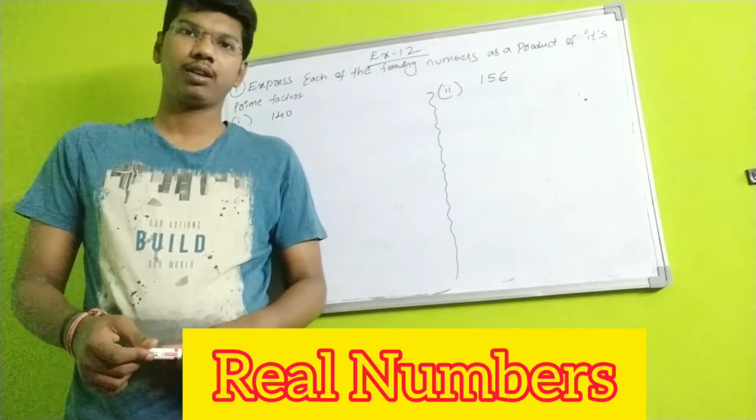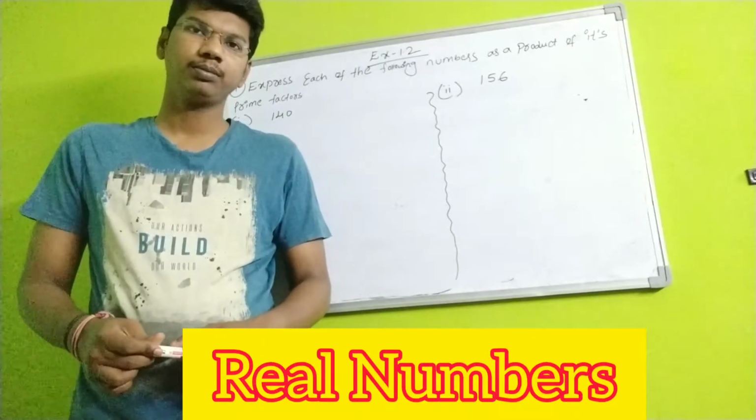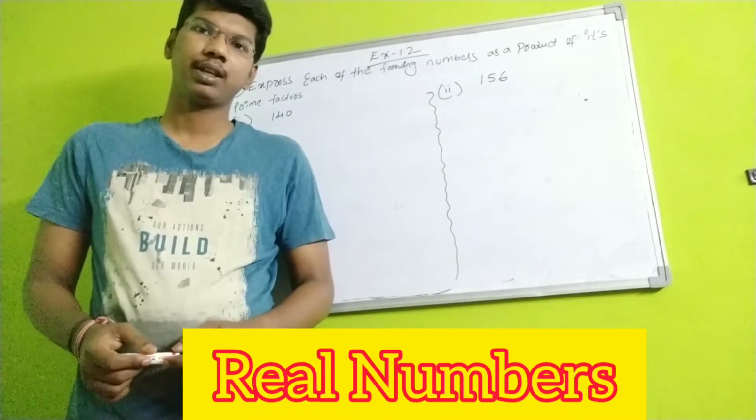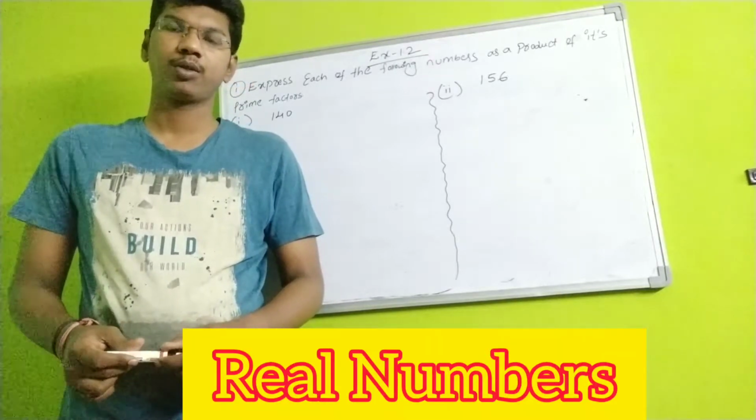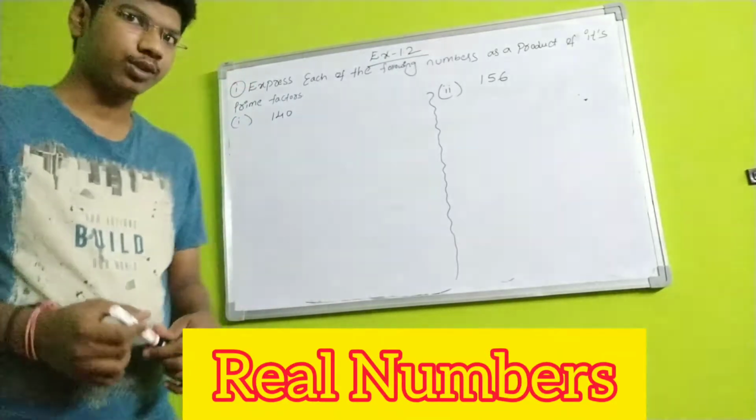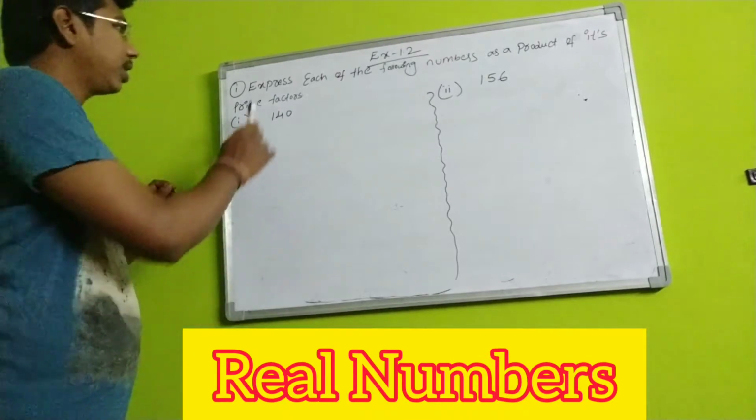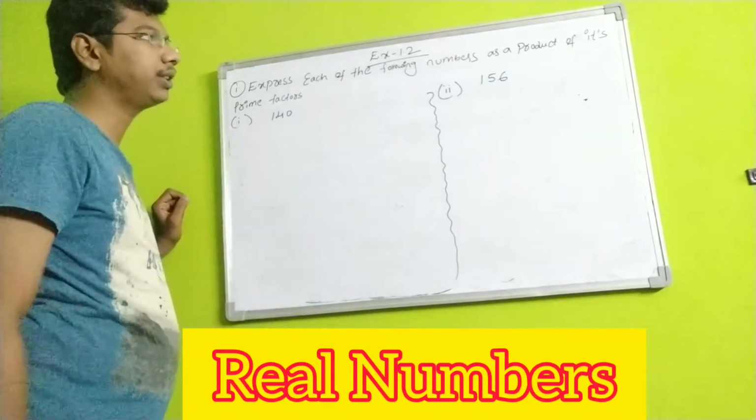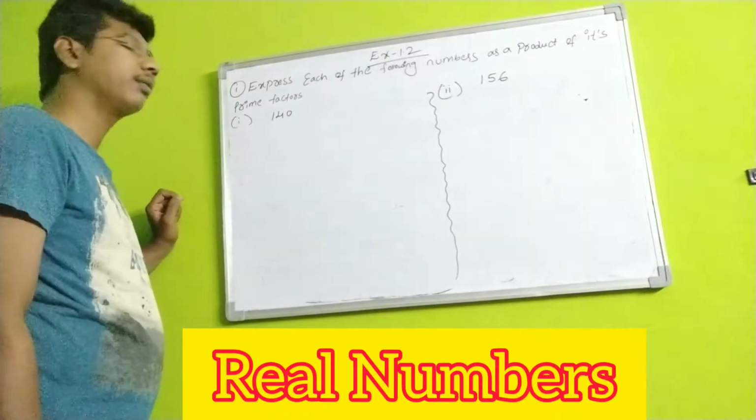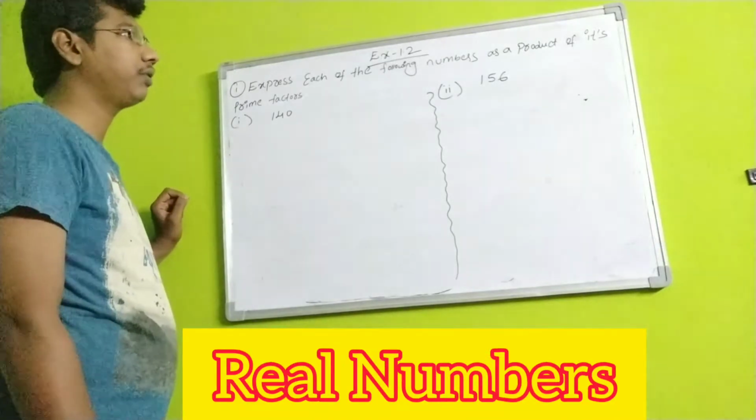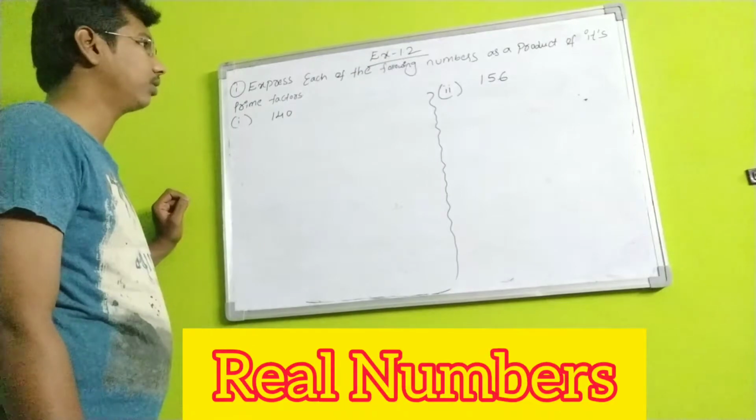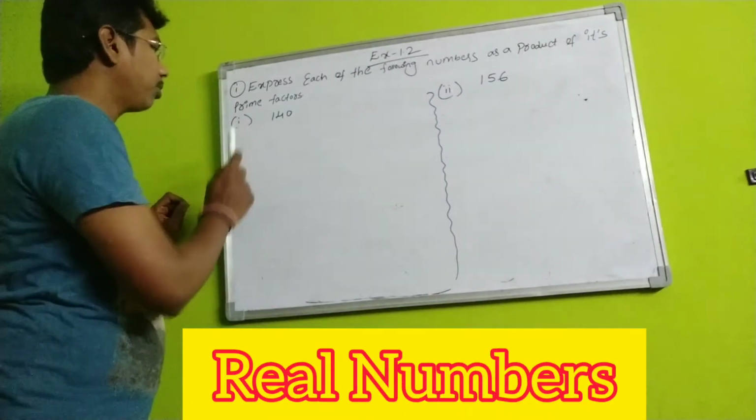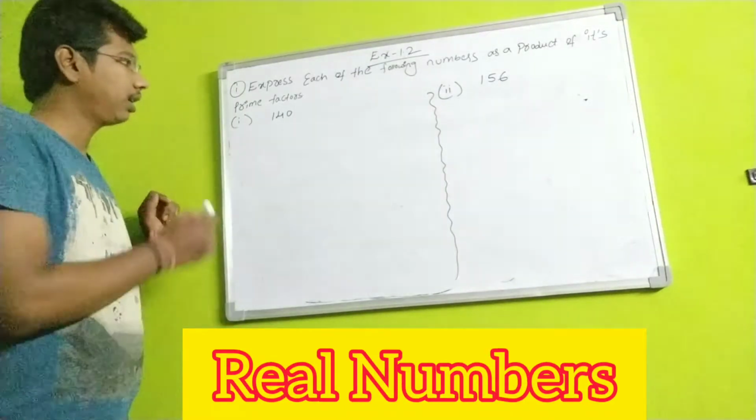Today we are going to solve a problem from real numbers, exercise 1.2, question number 1. Let's see the question, students. Question number 1 is, express each of the following numbers as a product of its prime factors. This is our question, students. Question number 1 is 140.